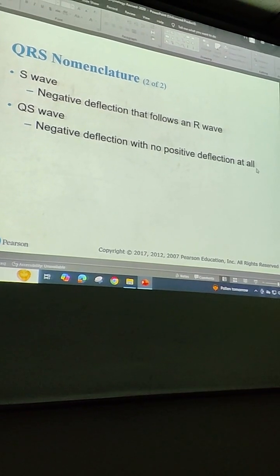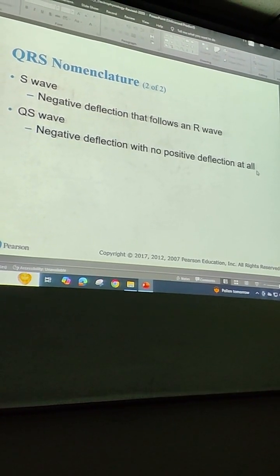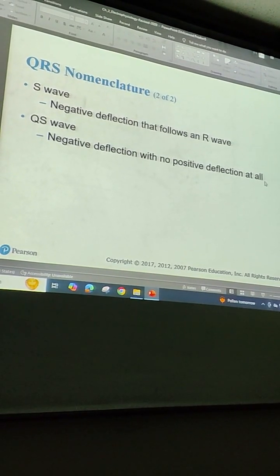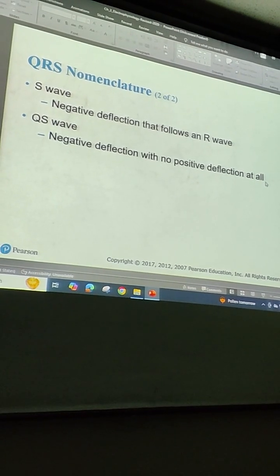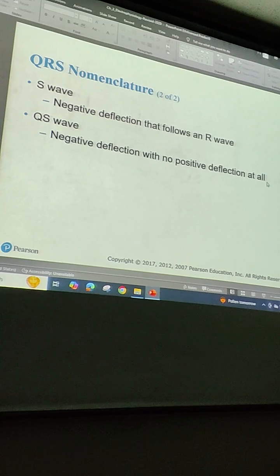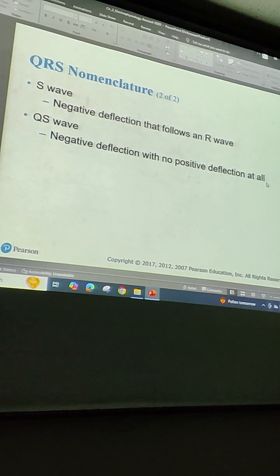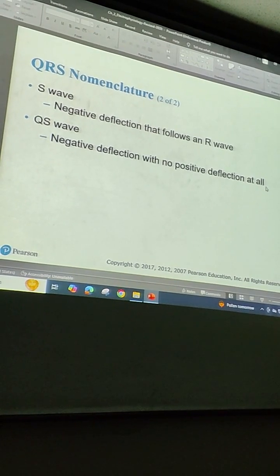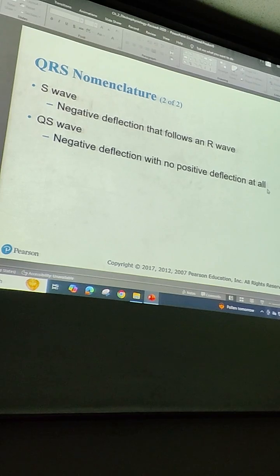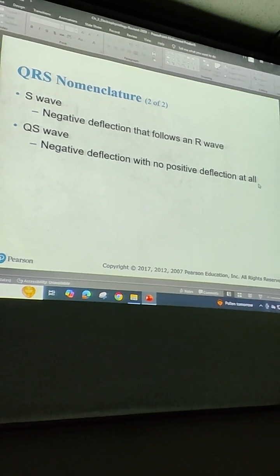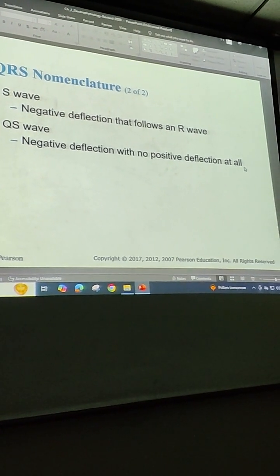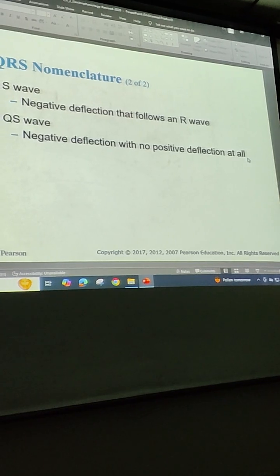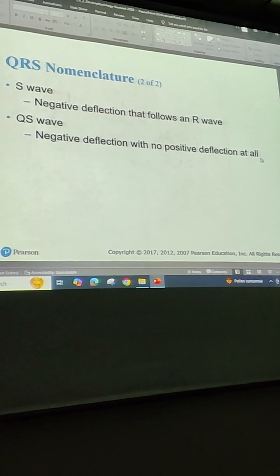See, we have here the S and the QS. So, S wave negative all the time in a normal EKG. So that's basically what it is. Always we're going to base this using the baseline. Remember, the isoelectric line. That's how we know whether it's above or below.